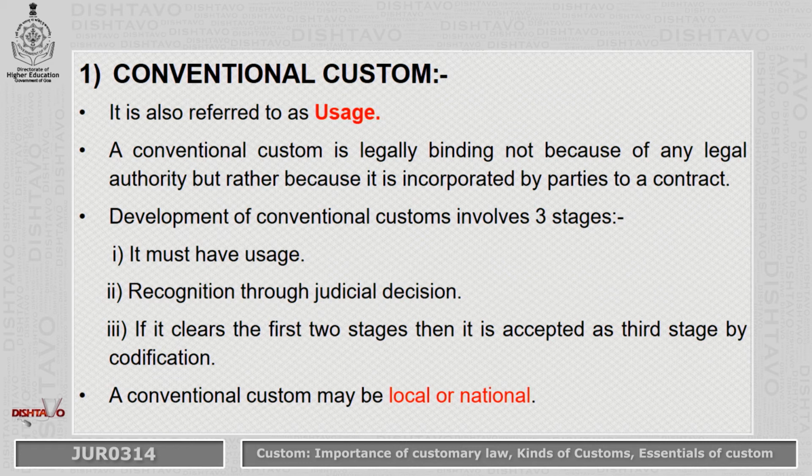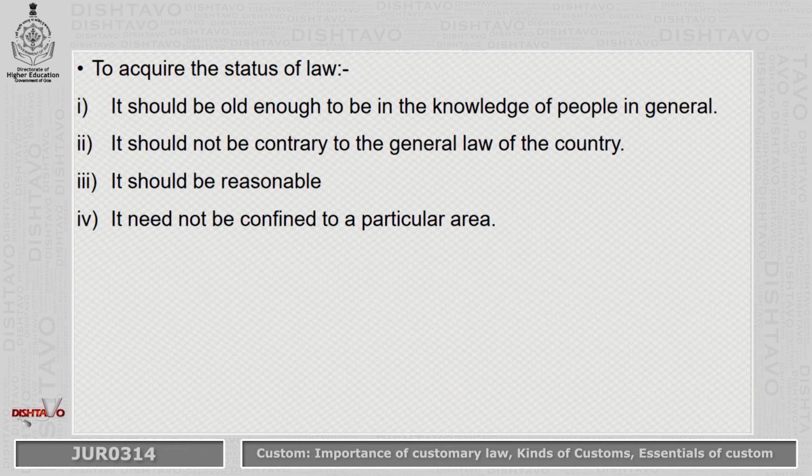Development of conventional customs involves three stages. Firstly, it must have usage. Second, the recognition through judicial decision. And lastly, if it clears the first two stages, then it is accepted, as the third stage, by codification. It should be noted here that a conventional custom may be of local or national type.